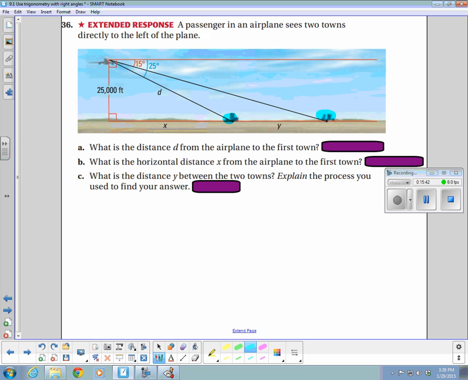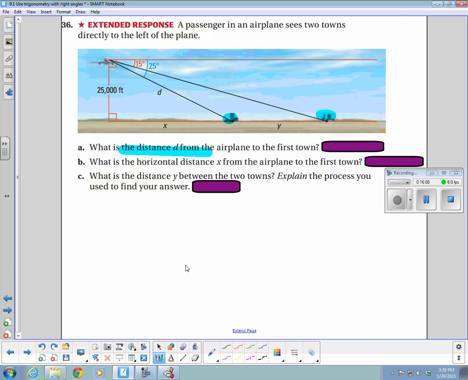Okay, you're up in the plane, looking down. You realize the angle down is going to be 25 degrees to the first one, and 15 degrees to the other one because it's further away. What they want to know is, what is distance D from the airplane to the first town? Let's see if we can figure that out first.